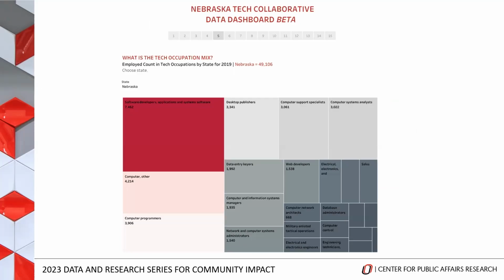This is again from the Nebraska Tech Collaborative Data Dashboard. This is the employed count and tech occupations by state for 2019. Gone ahead and shown just Nebraska here. This is called a tree map, and it's called a tree map. It doesn't look like a tree. It's supposed to show hierarchies within this group. I tend to use these instead of pie graphs.